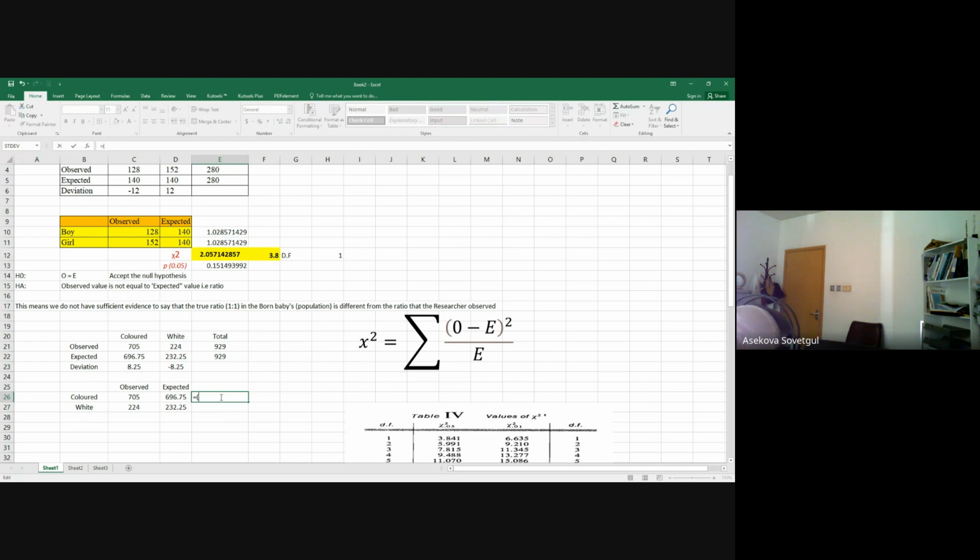Open the brackets, observed value minus expected value, close the brackets. Put the symbol to square it, and divide by expected again. Enter. For the second categorical group, which is the white color, open the bracket, observed minus expected. It's a very easy task. And again, divide by expected.